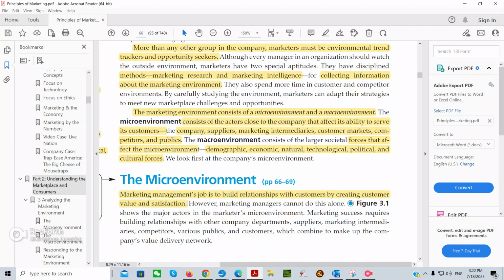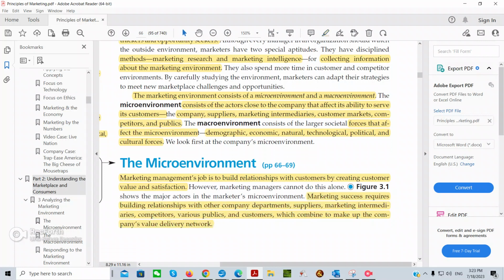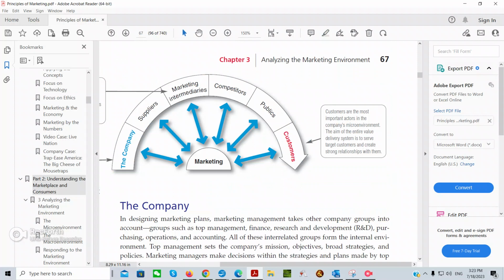So first is this is our goal. Second is how do we do it? I'm going to show you the figure later below that says that. Now the major actors in the marketer's microenvironment. Marketing success requires building relationships with the company's departments, suppliers, market intermediaries, competitors, various publics, and customers who combine to make up the company's value delivery network. This is how we give value to the customer.